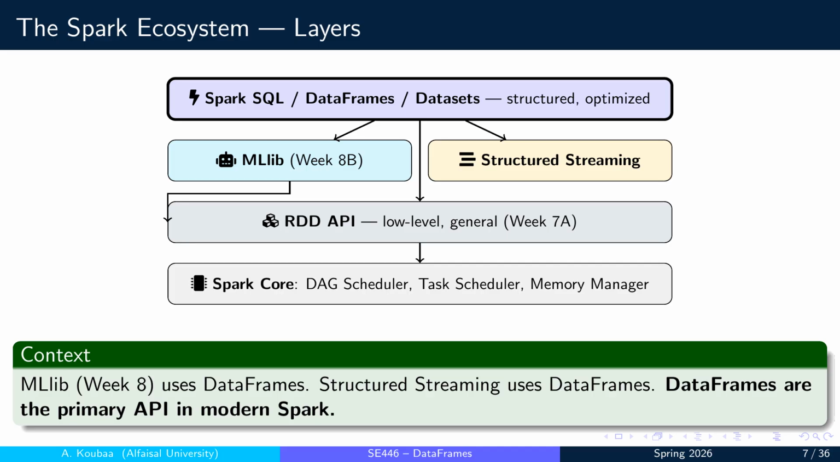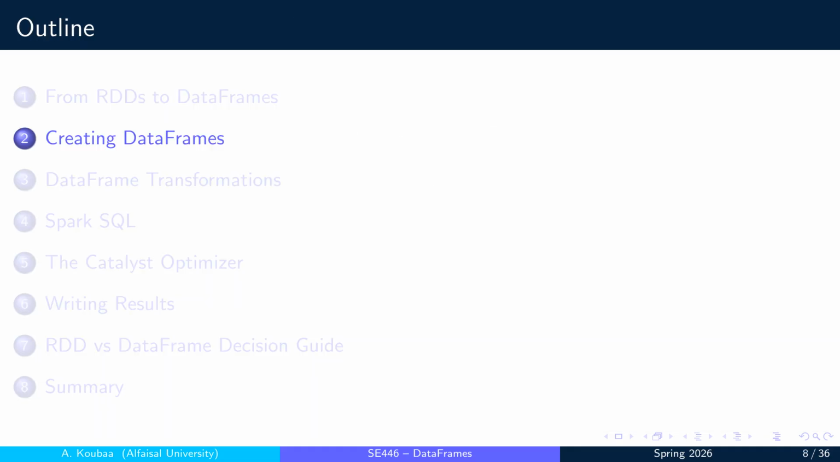Now, what is important to understand is that this data frame layer is not just an alternative to RDDs. It has become the primary interface for many of Spark's most powerful libraries. For example, MLlib, Spark's machine learning library, which we will cover in week 8, is built directly on top of data frames. Similarly, structured streaming for real-time data processing also uses the data frame API as its foundation. As a consequence, when you are developing new applications in Spark today, the data frame API is almost always the recommended starting point.